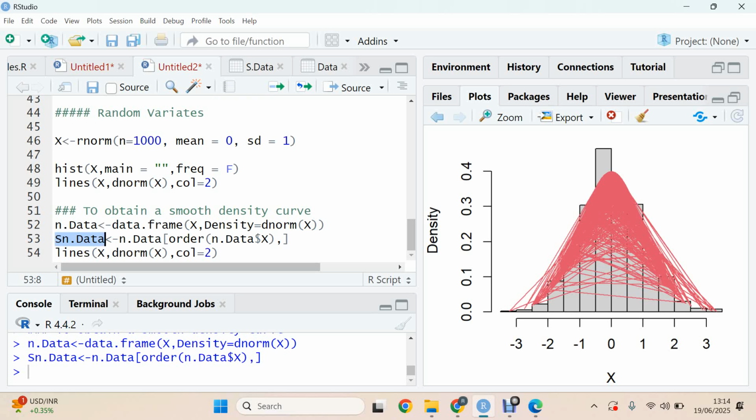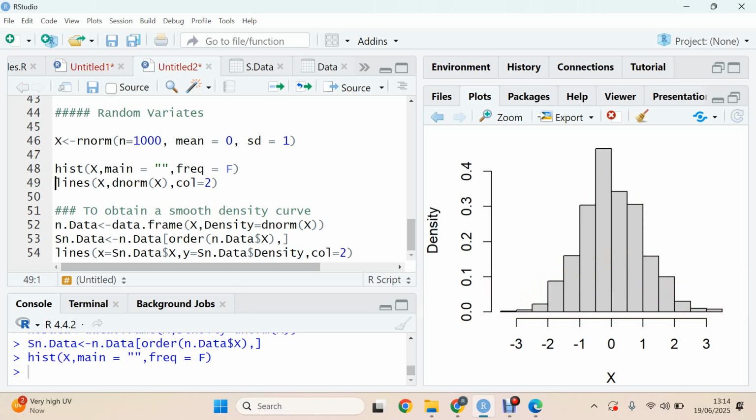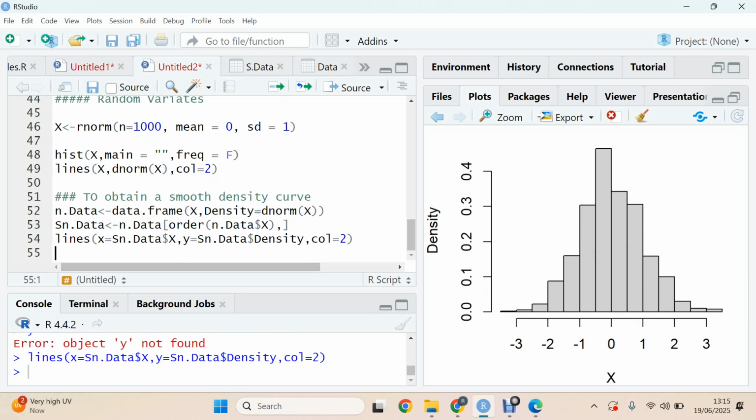I'll take small x as SN data X, and then my Y as SN data density, and the color is true. But I need to go and do the graph again, right? So haste, and then now we're going to get a smooth curve. Oh, sorry, a smooth curve over there.